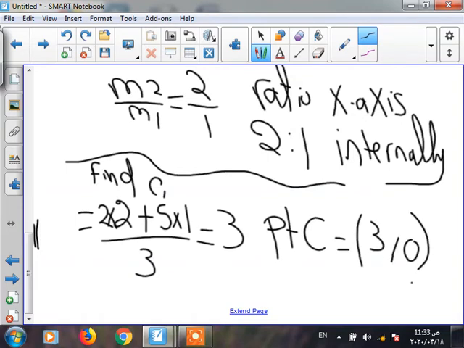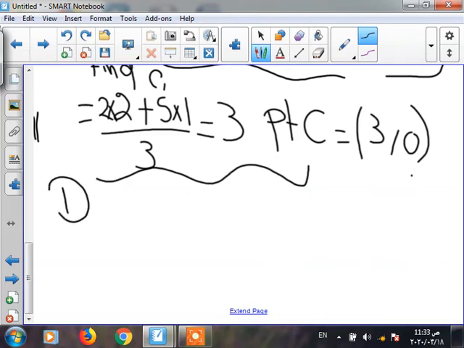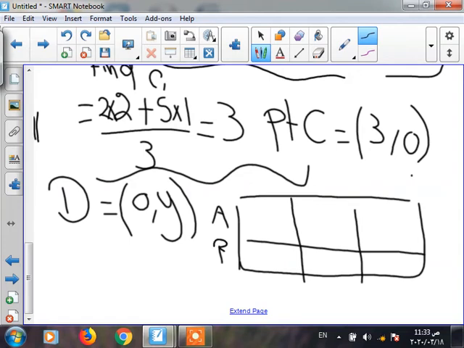Let me find the point of intersection with the y-axis. The point of intersection with the y-axis, D, is going to be 0 and 1. So here, when we have a table, we put A and B, and the division ratio M2 and M1. We put A, how many? A equals 5 and 2, and B is 4 and negative 2.